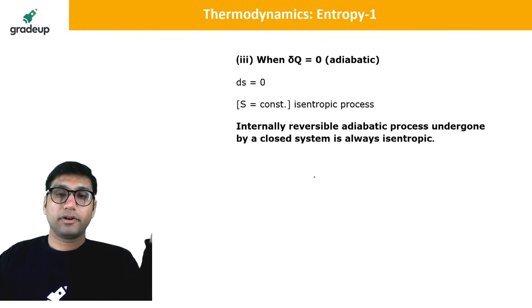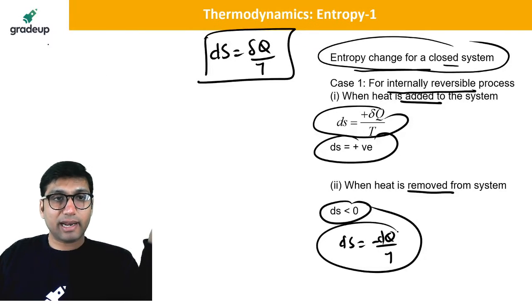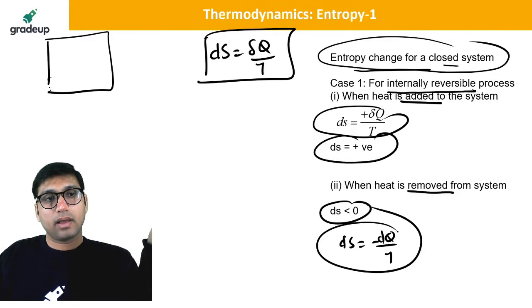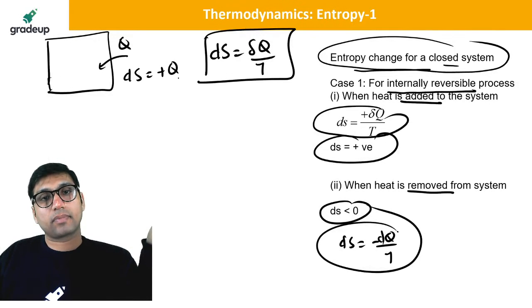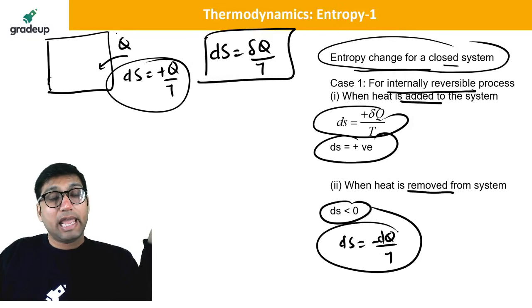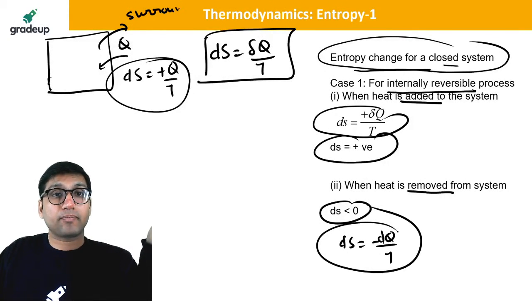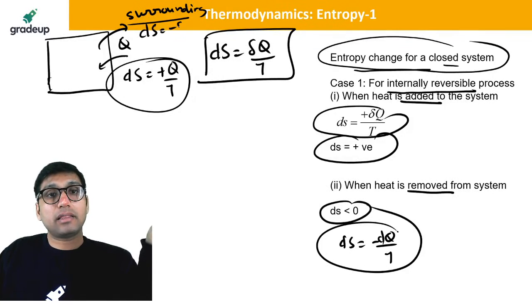And now one important thing I want to tell you. Let's say we have a system and some heat is going into the system. We want to find the entropy change. The entropy change will be positive. If heat is going out of the system, and you have to find the entropy change of the surrounding, then that will be minus Q by T.